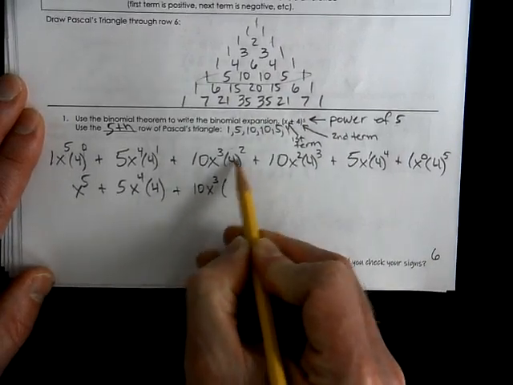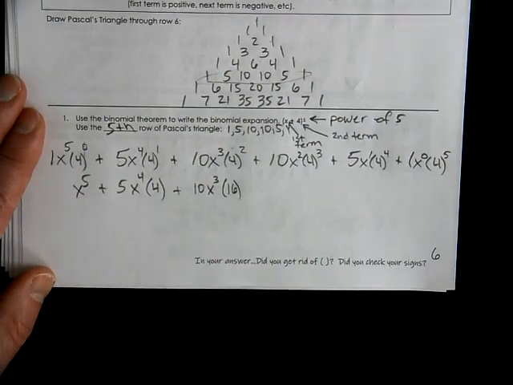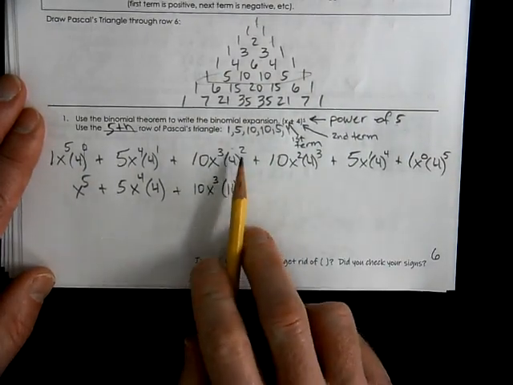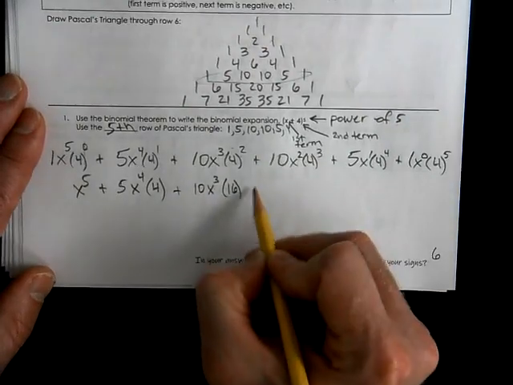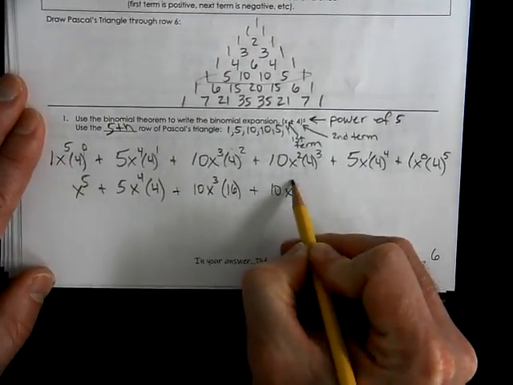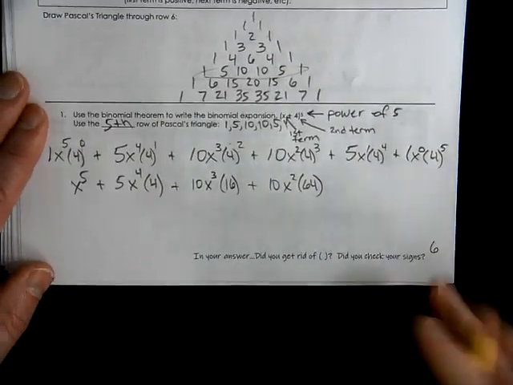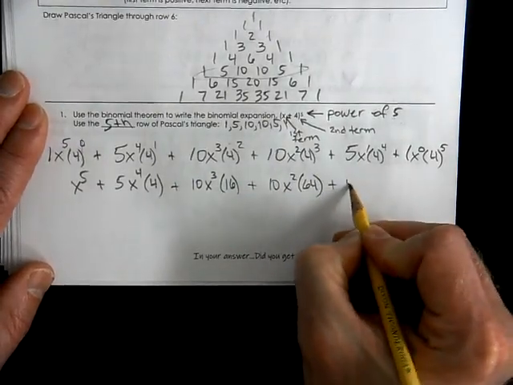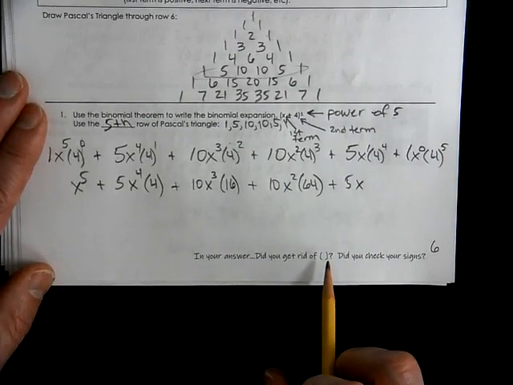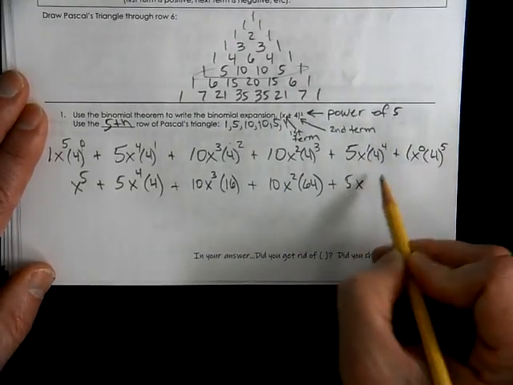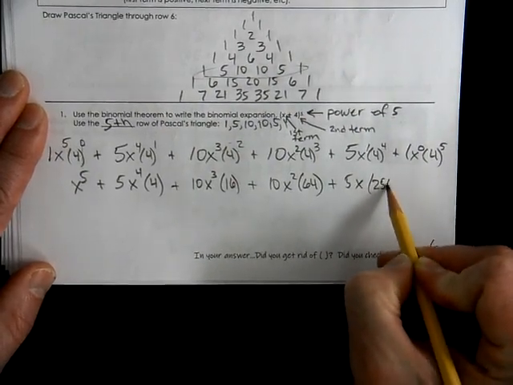10x cubed, 4 squared is 16. So I'm not trying to do too much in my head at a time. I'm just simplifying what 4 squared is. I'm going to simplify what 4 cubed is. Plus 10x squared, 4 cubed is 64. 5x to the 1st power, well, we don't need to put a 1 on it. 4 to the 4th power is 256.